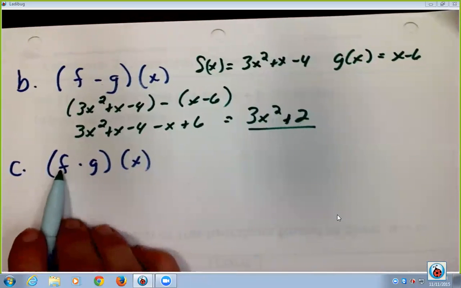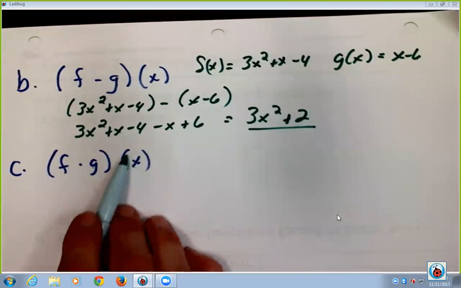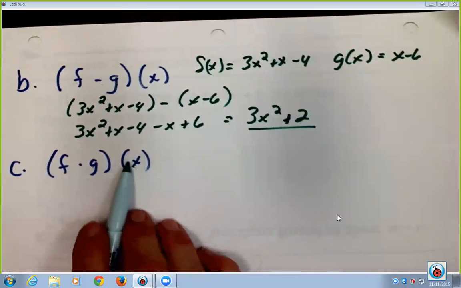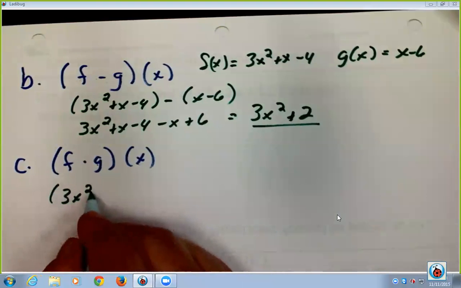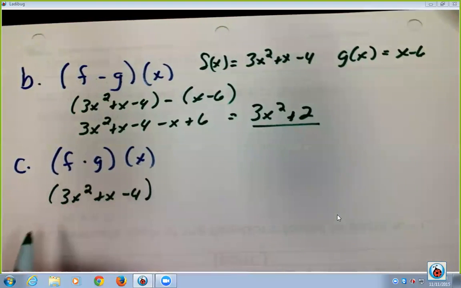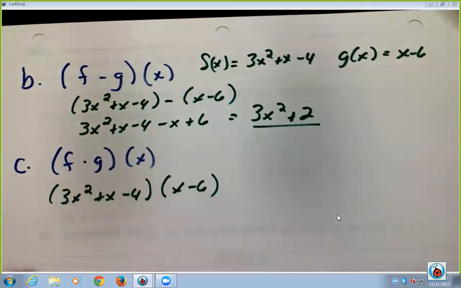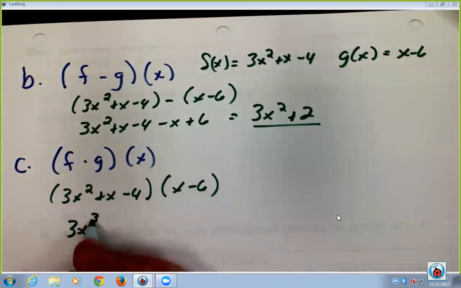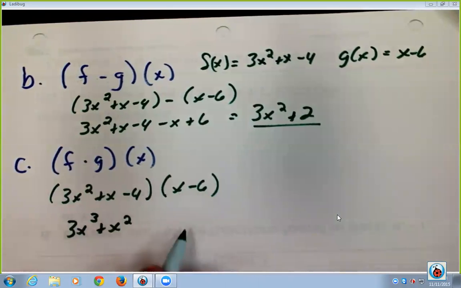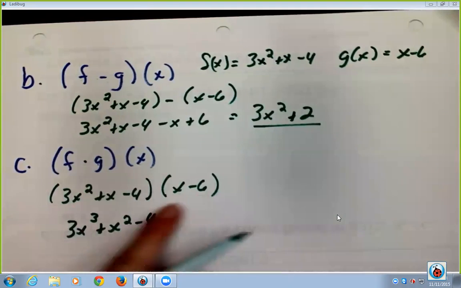Last one here is f times g, and we're still looking in relationship to x. Now, sometimes there'll be a number that'll be put into that place, and you'd work out your numerical values. So what this one means is I have 3x squared plus x minus 4 times x minus 6. So I need to distribute and give everything in here an x. So 3x squared times x. So again, it's pulling back all of those basic algebra skills. x times x is an x squared. x times a negative 4 is negative 4x. Then I need to multiply everybody by a negative 6.